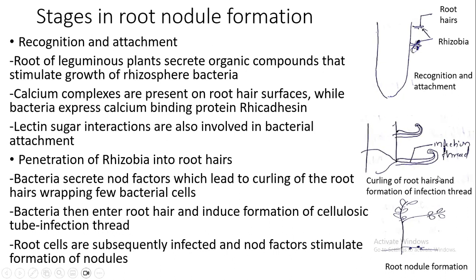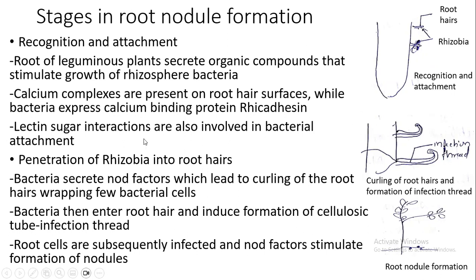This slide talks about what are the different stages of root nodule formation. The first step is recognition and attachment. Here, first of all, secretion of certain organic compounds by the plant cell plays an important role in stimulating the growth of rhizosphere bacteria. Once we have enough bacteria present in the soil ecosystem, then the root hair cells will have certain calcium complexes present on their surface, which will bind with rhicadhesin protein that is synthesized and present on the bacterial cell surface. So interaction between the calcium complexes and rhicadhesin can be involved in initial recognition.